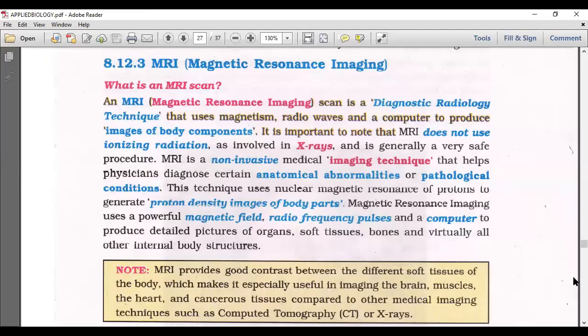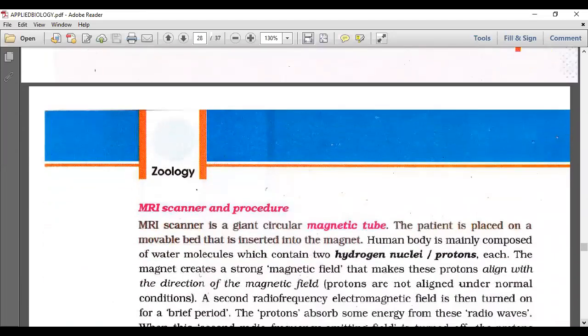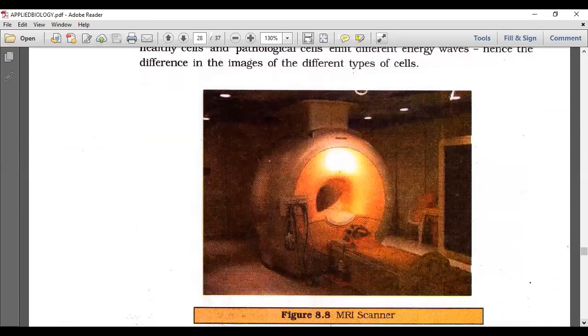So what do we do then? We place the patient on a certain bed. I'll show you the bed. This is a kind of bed you may have seen many times. Even when you went to a diagnosis center, you have watched these kinds of machines in many movies, isn't it?